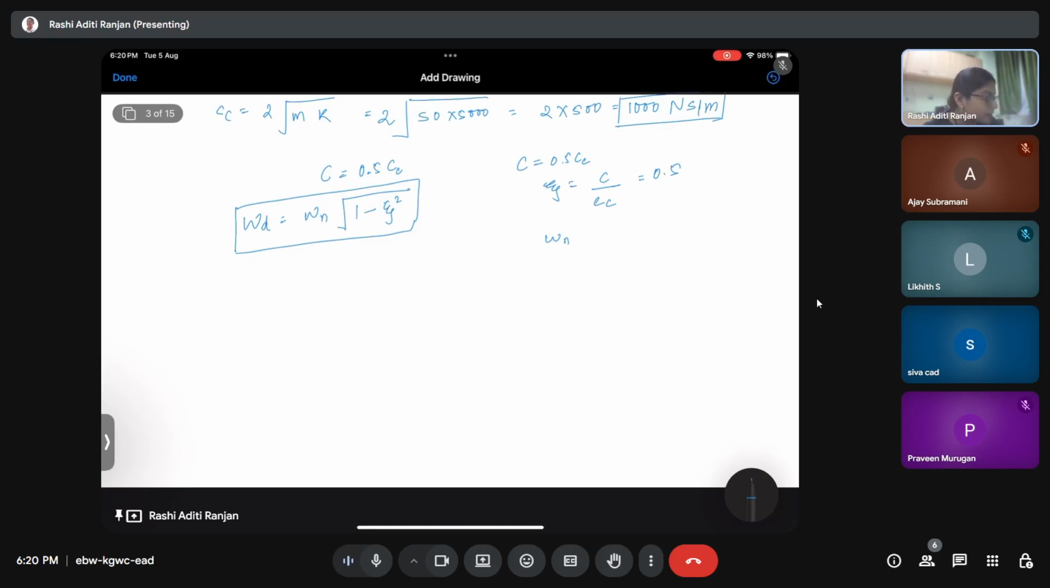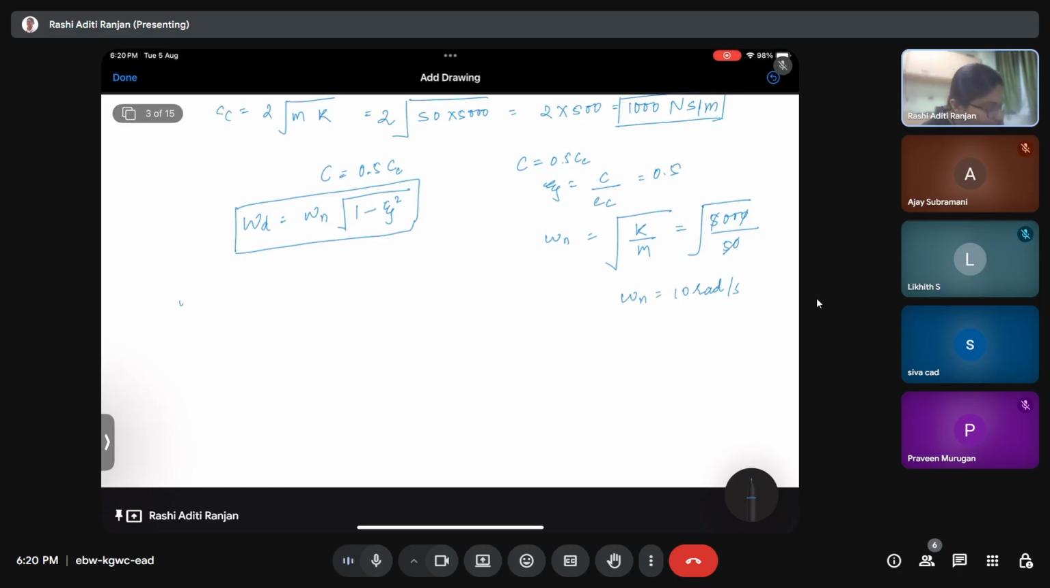Sorry, omega n is nothing but under root of k by m, which is already given. K is 5,000 divided by mass, which is 50. So we get omega n as 10 radian per second.